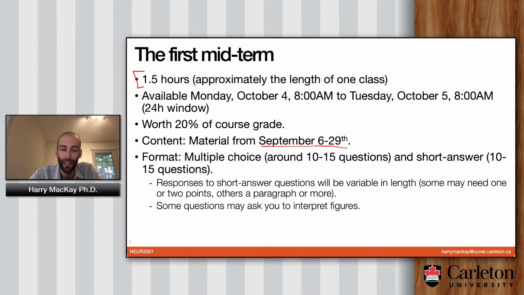The format is going to be something like this. Multiple choice will be between 10 to 15 questions, just appetizers to get you in the mood for writing the actual exam. And then there'll be maybe 10 to 15 short answer questions, depending on what the questions are and how long an answer I want. Some of these are going to be short, where you might need to write a couple of sentences, 1 or 2 points. Others you might have to write out a paragraph or more.